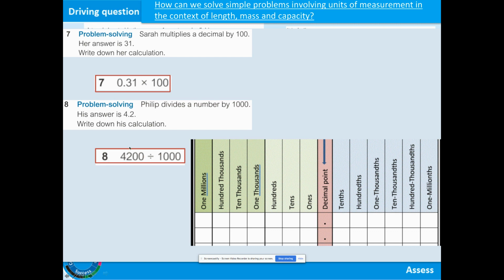Right, I think that's the number I had written down, wasn't it? 4,200. Divide by 1,000. I'm sorry about that flicking around. And that will equal 4.2, which was in the question. Okay, 4.2. So if I divide that 4,200 by 1,000, I'm just going to write it in here.